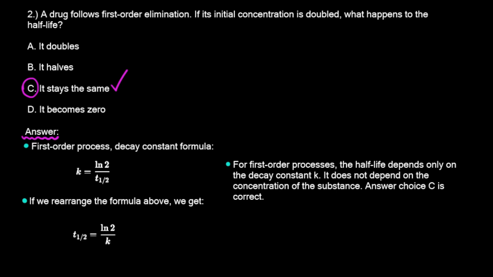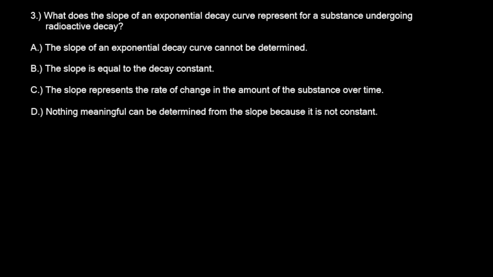It stays the same. Here's question number 3. It says, what does the slope of an exponential decay curve represent for a substance undergoing radioactive decay? Answer choice A says the slope of an exponential decay curve cannot be determined. Answer choice B says the slope is equal to the decay constant. Answer choice C says the slope represents the rate of change in the amount of the substance over time. Answer choice D says nothing meaningful can be determined from the slope because it is not constant.